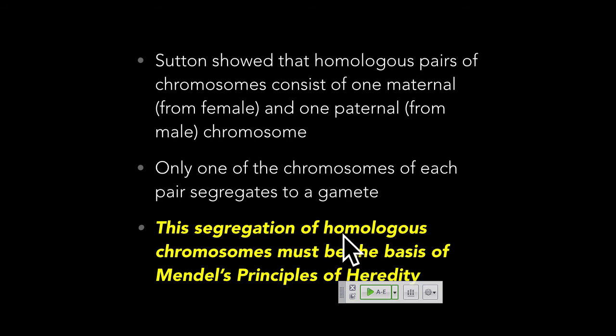And so he was able to relate Mendel's observation that there must be two alleles for each genetic factor to the fact that one must be present on each of these homologous chromosomes. One copy of each homologous chromosome goes into the gamete, and then they reunite again at fertilization. So it linked chromosome behavior to Mendel's observations.